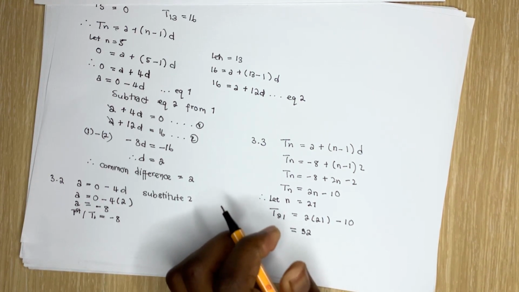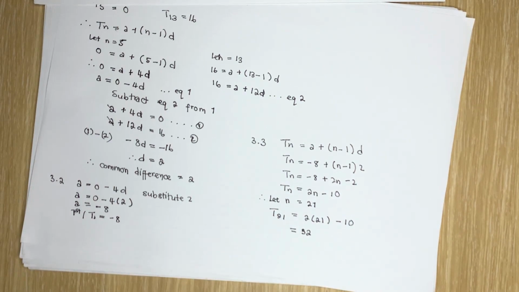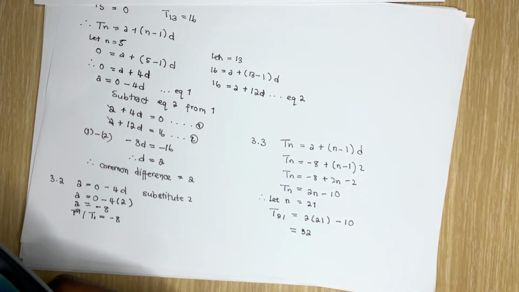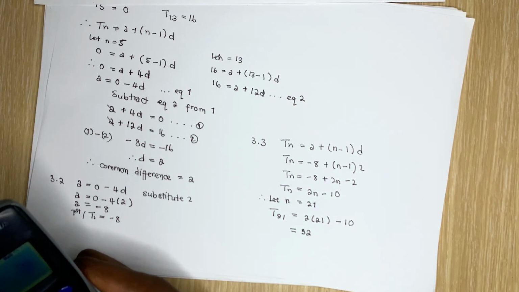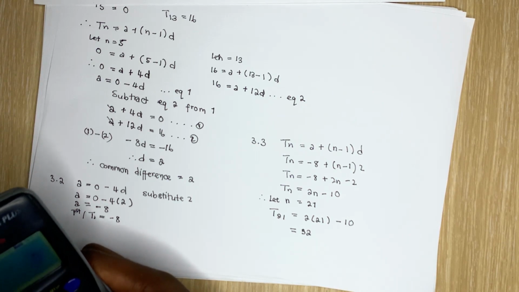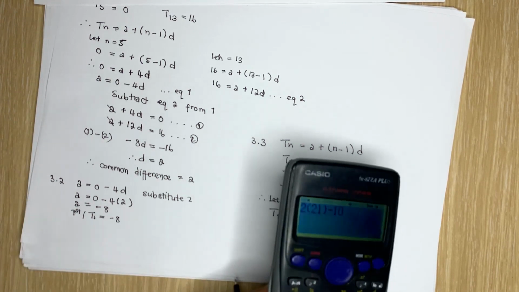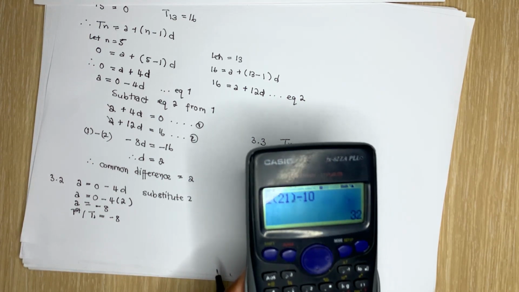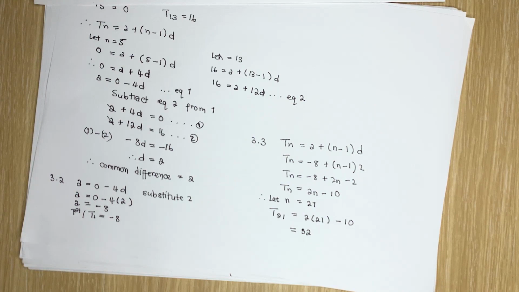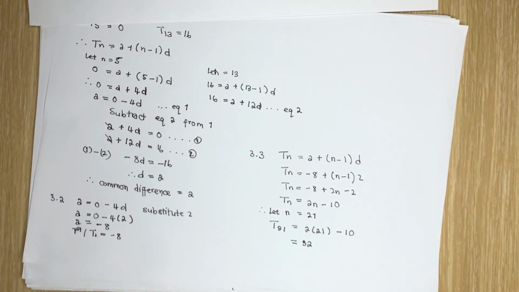Okay, you can do that on your calculator. So we have 221 minus 10, then you get 22. Okay, so that was the third example, how to determine the common difference, the first term and the 21st term. In other words, what they're trying to ask us is to determine the general formula for the sequence.